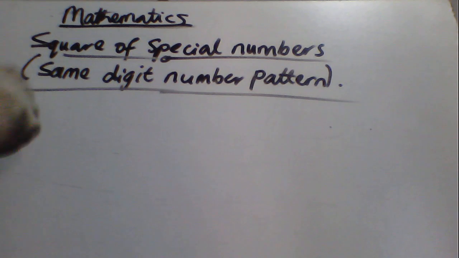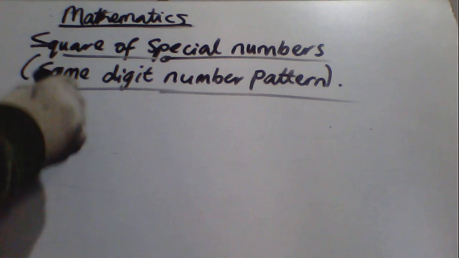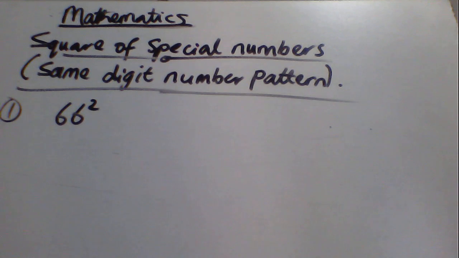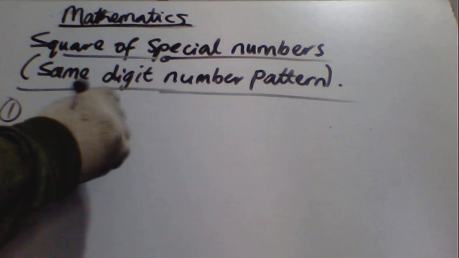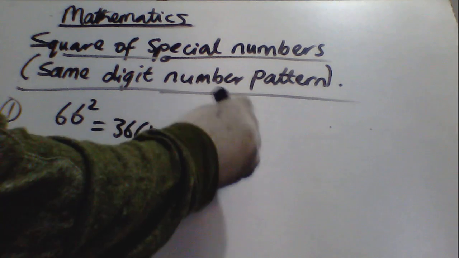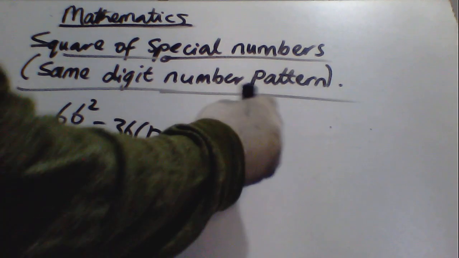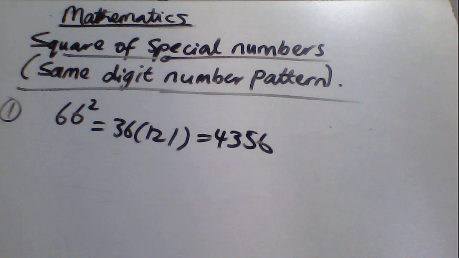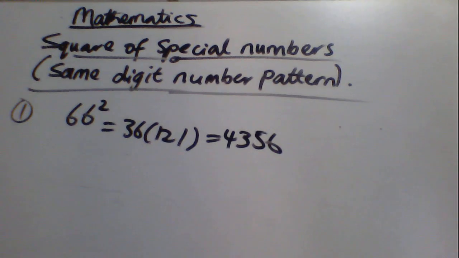For example, if you are given 66 squared and you are asked to find the square of this 66, this is the same as 36 in bracket 121, and that will give us 4356. You can do that easily in a second.